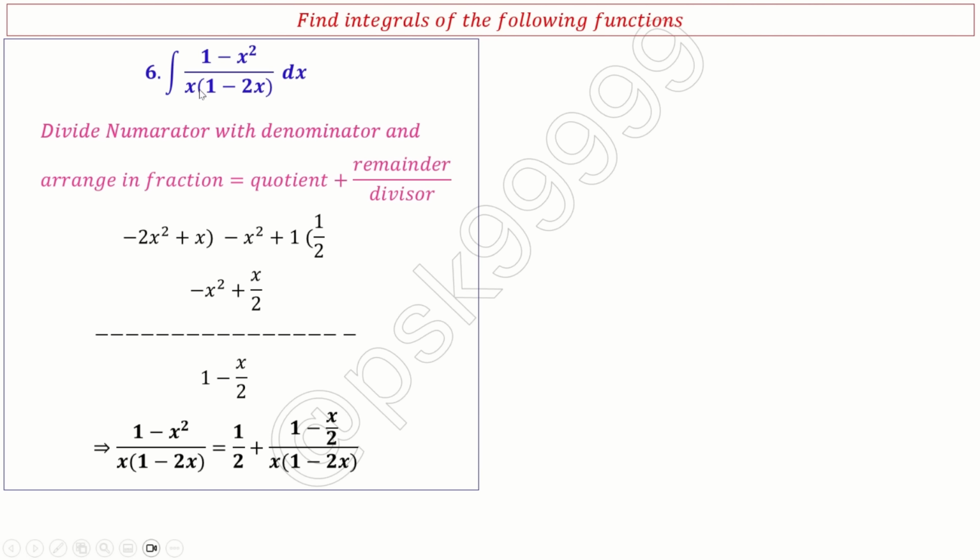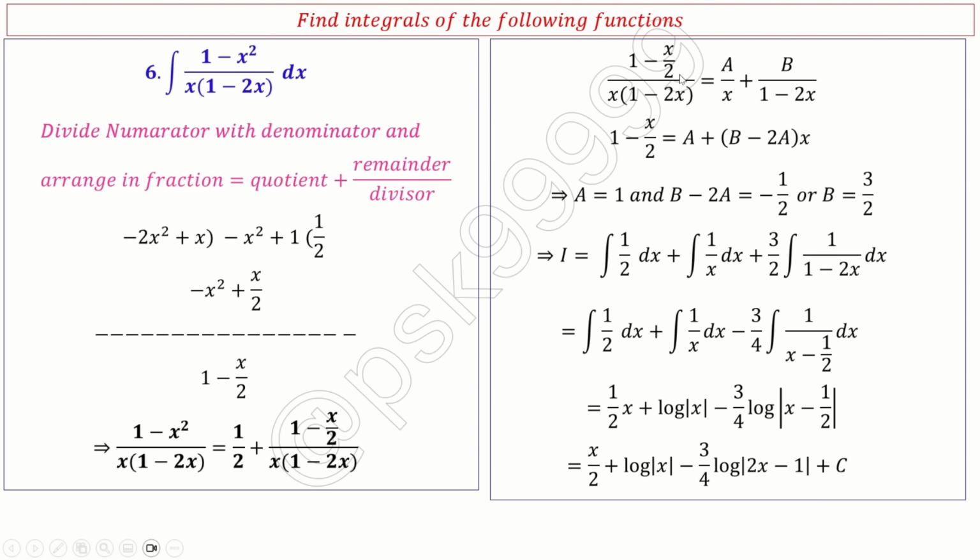You take the denominator, which is nothing but x minus 2x square, or minus 2x square plus x basically. And the numerator is 1 minus x square. So 1 minus x square, or minus x square plus 1, you divide by the denominator. Then you get your quotient and remainder, right? So the quotient is 1 by 2, plus the remainder is (1 minus x by 2) divided by x into (1 minus 2x). Now this is your partial fraction here, right?